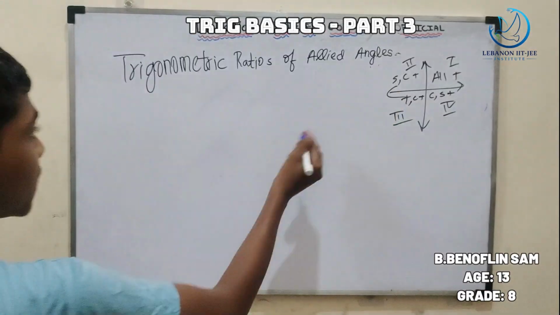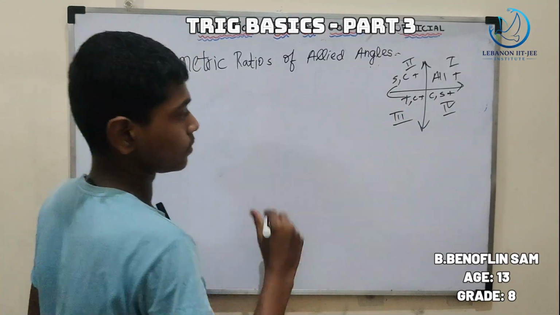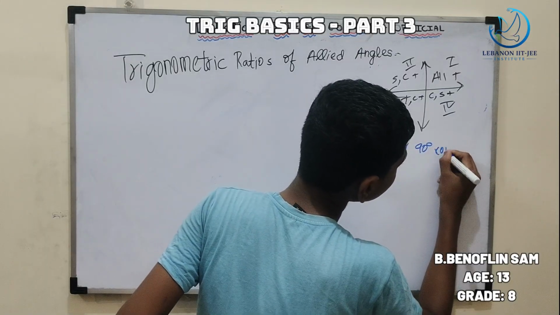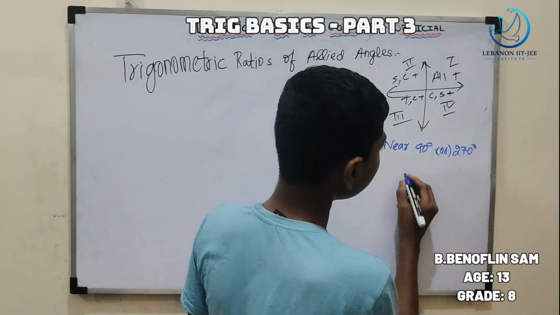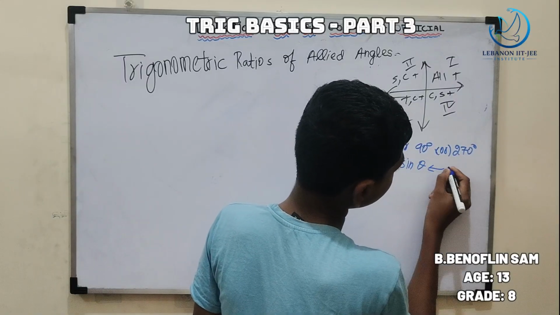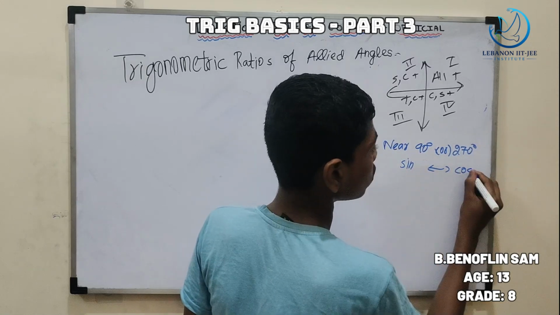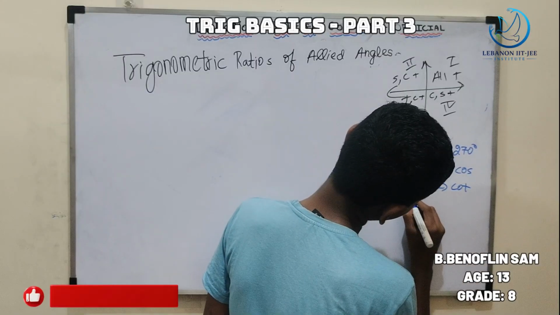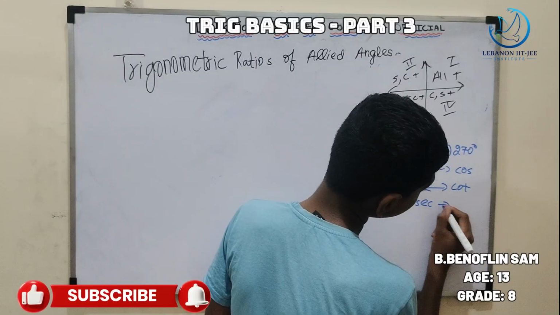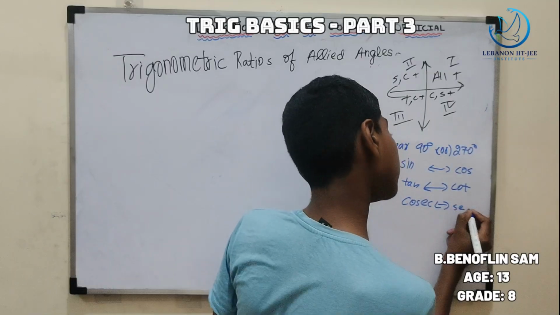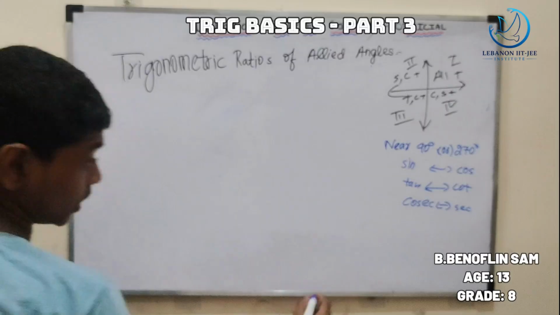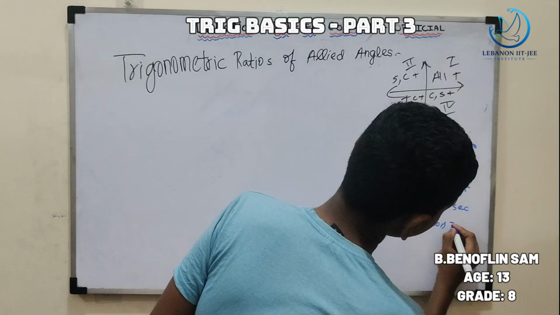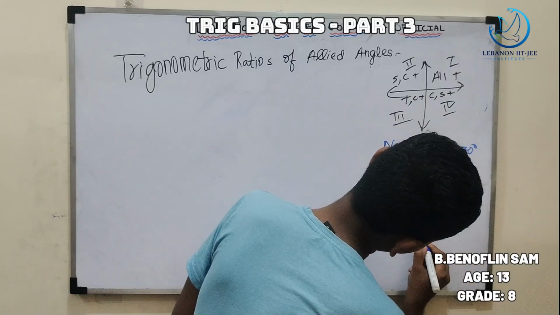How to do it is we take this and forget this. If it is near 90 degree or 270 degree, then it changes like this: sine and cos change to each other, tan changes to cot, and cosec changes together to sec. These are the changes, okay? And near 180 degree or 360 degree, it's no change.